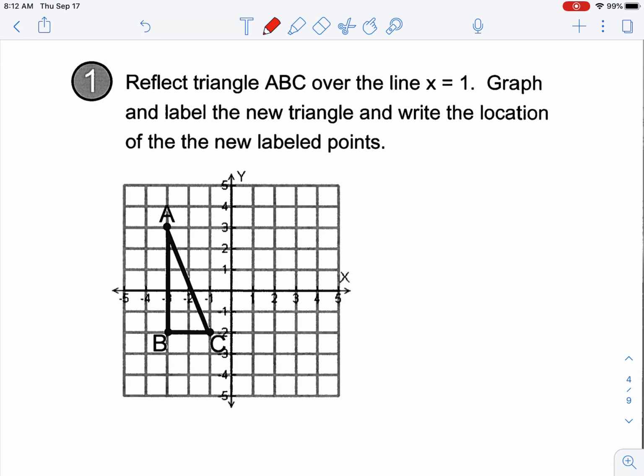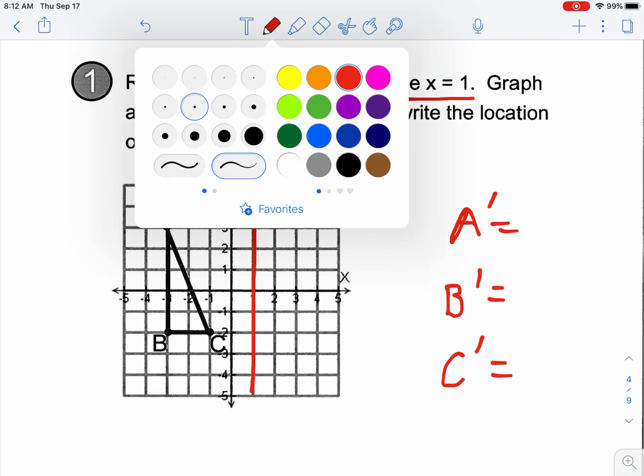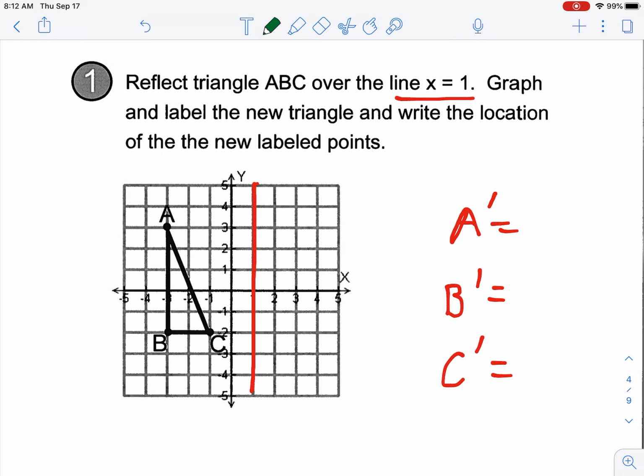It says reflect triangle ABC over x equals 1. All right, what we're going to do is reflect it, and then we're going to be responsible for listing the new coordinates of A prime, B prime, and C prime of our new figure after we flipped it. All right, so again, x equals 1 is a vertical line, so I'm going to go through the x-axis at 1, and I'm going to highlight my vertical line first. All right, that's our reflection line, so we have to go ahead and reflect this triangle over it.